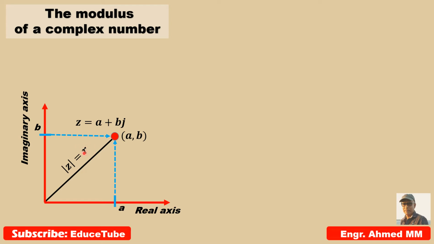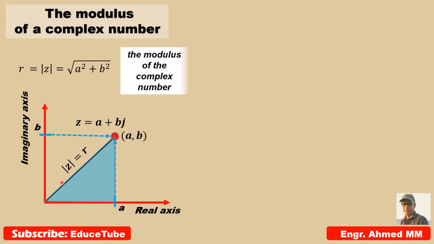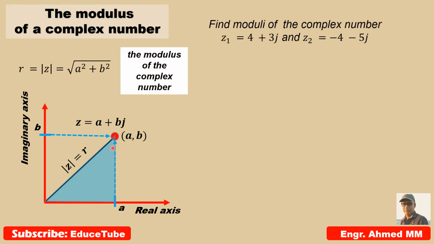So how to find this r? I am using this color to indicate that this is a right angle triangle. So I have to apply the Pythagoras theorem to get this r in terms of b and a. So r equal to absolute z equal to square root of a square plus b square. So this is the modulus of this complex number. We have to follow this to find the modulus of these two complex numbers. So let's do that.